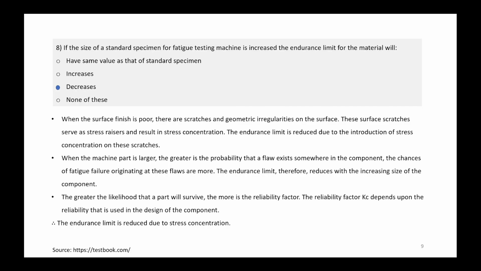The greater the likelihood that a part will survive, the higher the reliability factor. The reliability factor Kc depends upon the reliability that is used in the design of the component. So as a whole, we can say that the endurance limit will be reduced due to stress concentration if the size of the machine part is taken as higher.